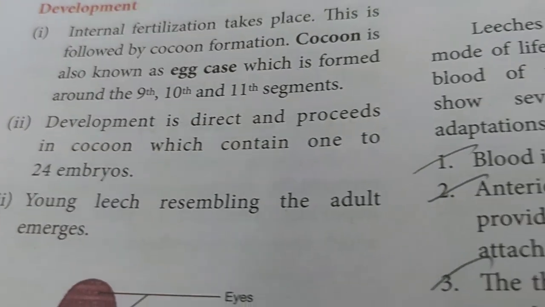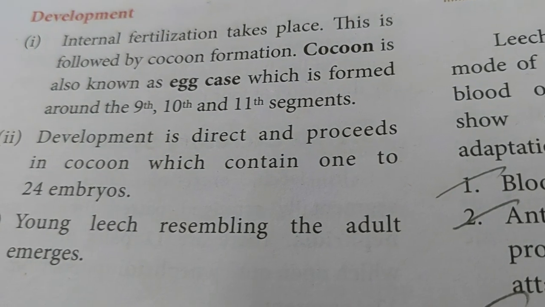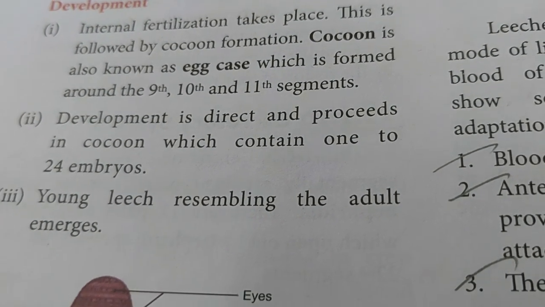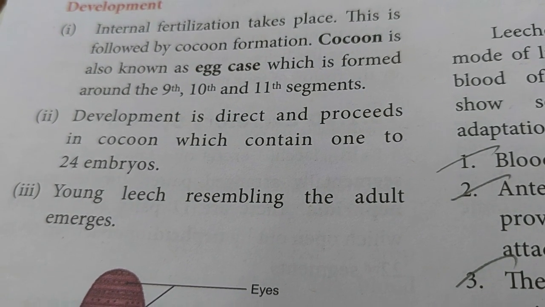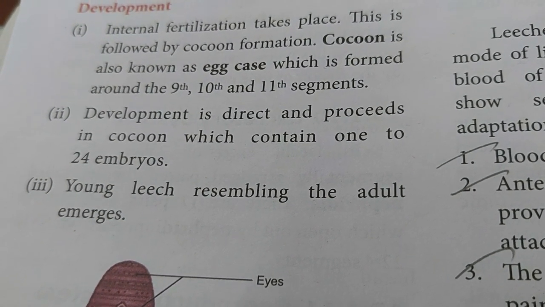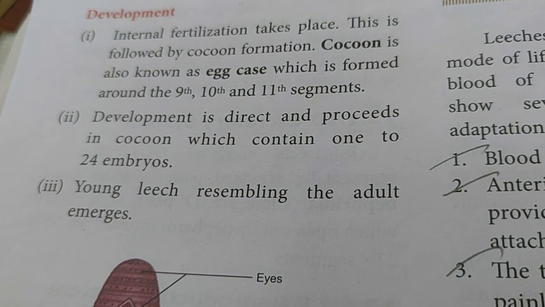And coming to the development, fertilization is internal. It takes place internally. Why? Hermaphroditic animal, both male and female organs are present. But copulation takes place in higher classes, we will learn.